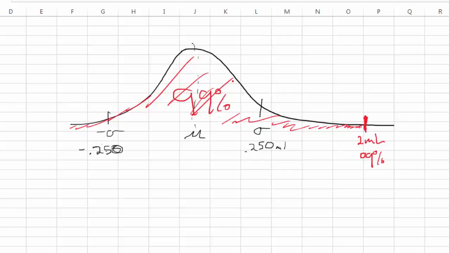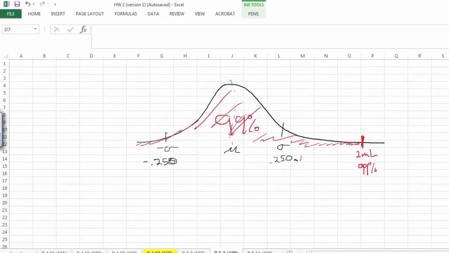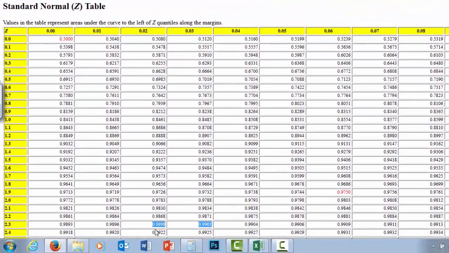Okay, so how do we tackle this? Well, we're working backward from the idea that we have 99%, and we know that if we have a probability, we can find a z-score. Let me take us back to my z-table for a minute. And 99%, you see I've highlighted it here. It's between 98.98% and 99.01. And again, we don't need to be totally accurate. We'll just say it's halfway between. So that would be a z value of 2.3, and then halfway between 2 and 3 in the 100th place, so it's 2.325.